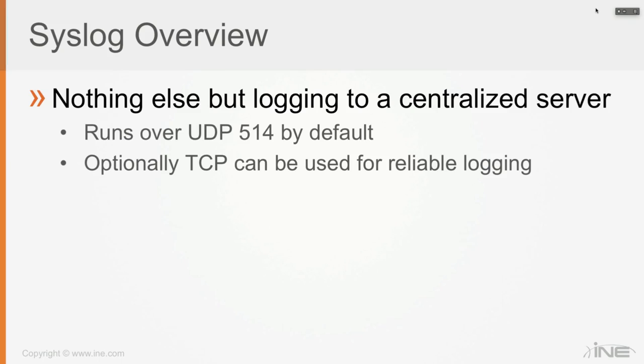Now, what is syslog? It's nothing else but system logging, which means logging to a remote system, which is going to be the centralized server. By default, logs are sent over UDP 514, and because UDP is not reliable, the server is not going to acknowledge the receipt of a logging message. For security reasons, if you want to make sure that the network device's log message has been received by the syslog server, you can optionally use TCP, so that the server is going to acknowledge having received the log message from the network device.